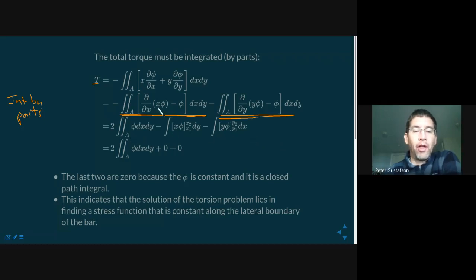Okay, so in the end, the portion that becomes integrated is now equal to 2 times the integral over the area. We've done it twice. 2 times the integral over the area of phi dx dy, minus x phi evaluated at its limits of x1 and x2, and y phi evaluated at its limits of y1 and y2. Okay, so these are the terms that are evaluated at their limits. And this is the term that remains within the integral, so phi still remains within the integral.